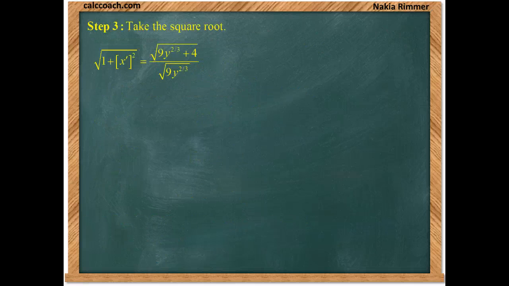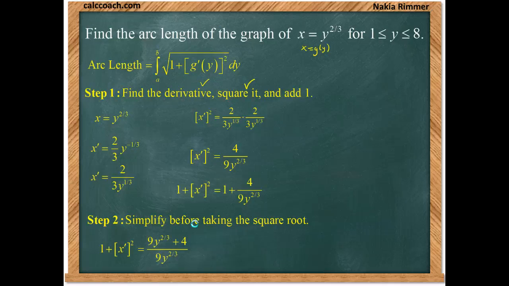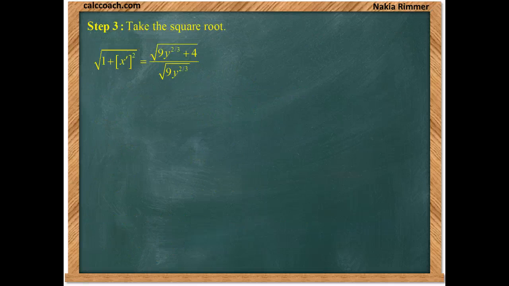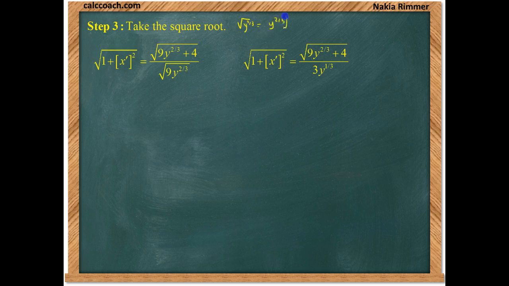Square root of a fraction is the square root of the numerator divided by the square root of the denominator. In the denominator, though, we have a perfect square. The square root of 9 is 3, and the square root of y to the 2/3 is like having y to the 2/3 and then that raised to the 1/2, and you can multiply the exponents together and the 2's would cancel, and that's how you end up with y to the 1/3.